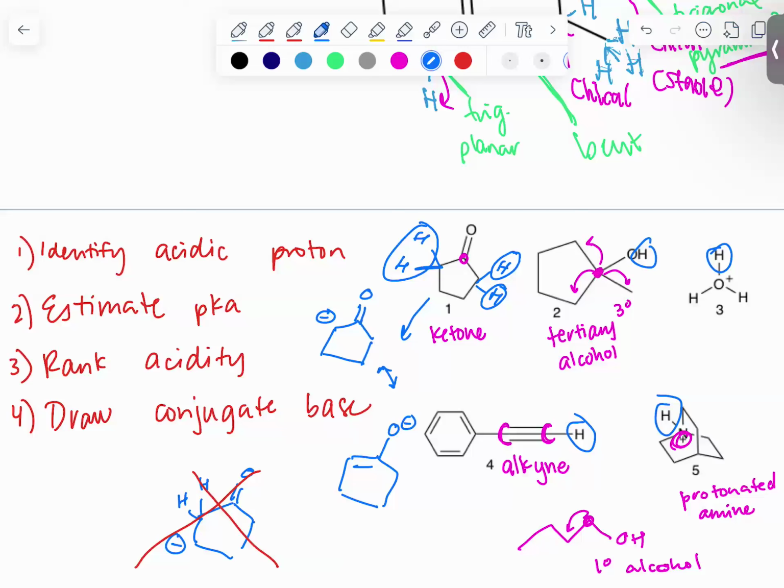Other questions, comments, concerns with this? Well, you have correctly identified the pKa for this one is 18 to 21. Can you tell me for the tertiary alcohol? 18. Hydronium? -1.7. Alkyne? Protonated amine?